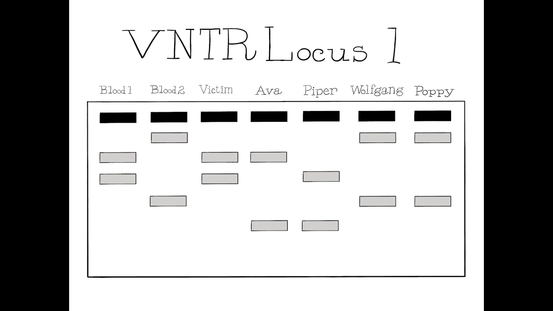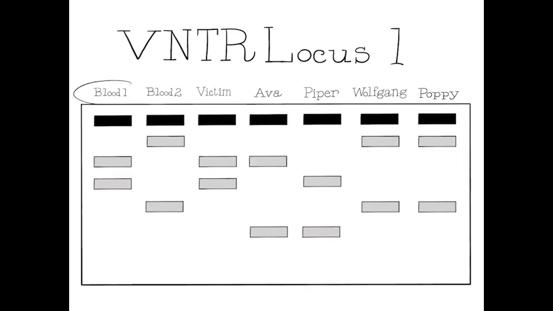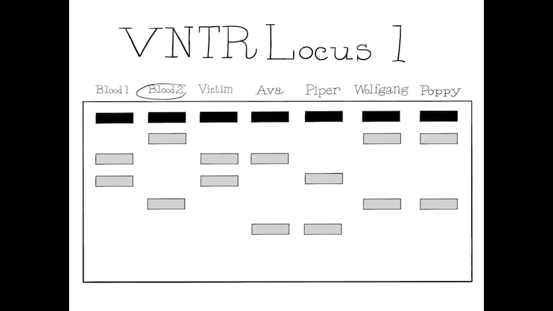We have extracted DNA from the pools of blood at the crime scene and also collected DNA from the suspects. They were put through the process of gel electrophoresis and the following was the result. Let's take a look at blood 1. Here's the first allele, and we can draw dashes straight across to see if anyone else matches that allele. The victim and Ava both match the first allele. The second allele matches the victim and Piper. Since the victim is the only one that matches both alleles, it is reasonable to think blood 1 belongs to her.